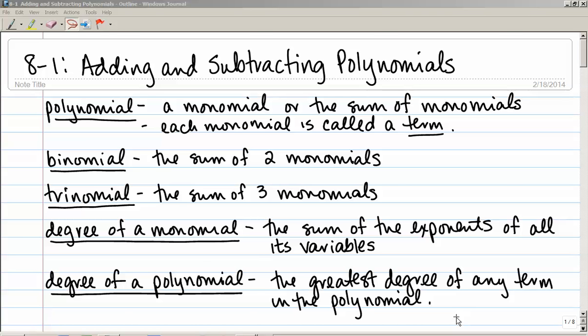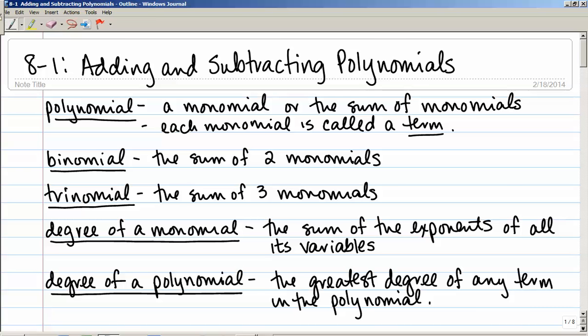Section 8.1 is on adding and subtracting polynomials. So, first a few definitions. A polynomial is a monomial or the sum of monomials, and each monomial is called a term. You'll recall from Chapter 7, a monomial is a number or a variable or the product of a number and variables. A monomial has no plus or minus in it, however a polynomial does. So when you add or subtract monomials, you get a polynomial.